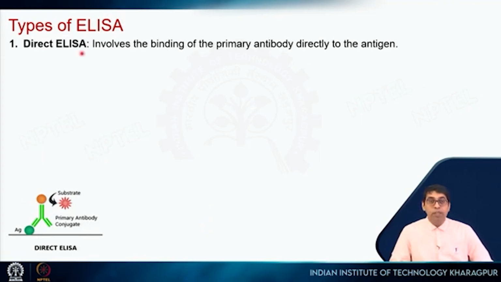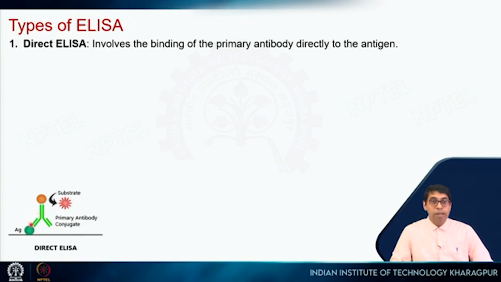So, the first one is direct ELISA. In this case, it involves the binding of the primary antibody directly to the antigen. So, this is the antigen. AG is antigen, right? So, the antigen is immobilized. Now, you add the antibody which specifically binds this antigen, and then here you have some enzyme that is linked.